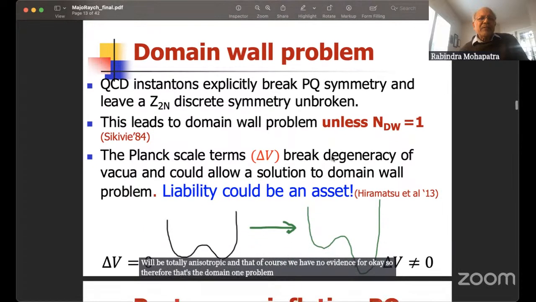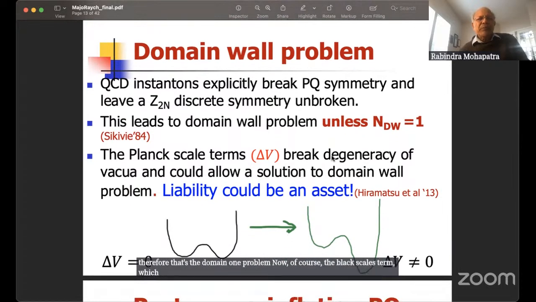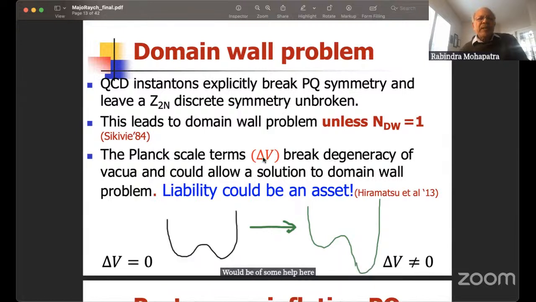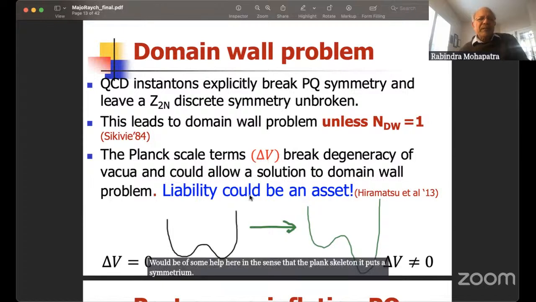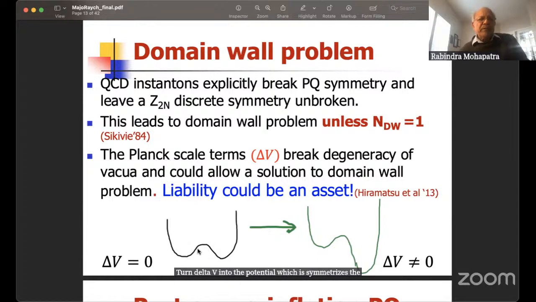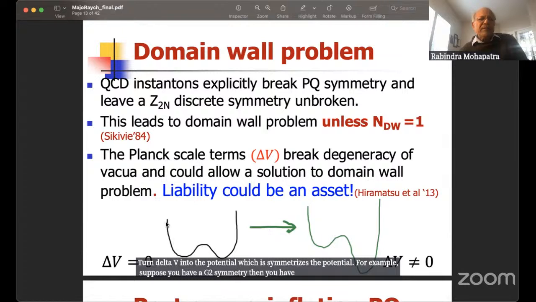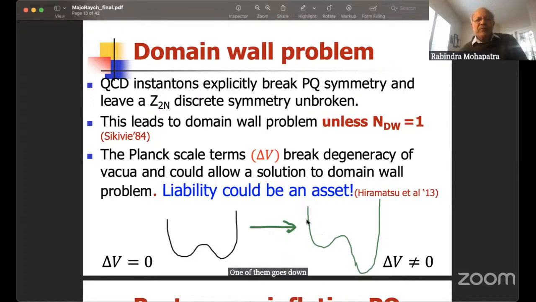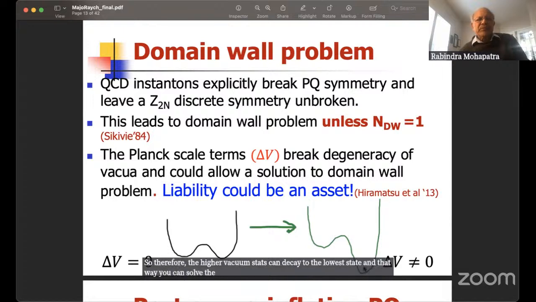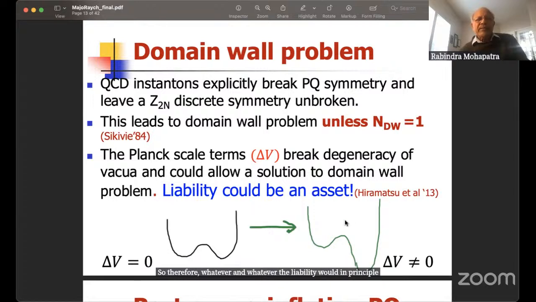Now, of course, the Planck scale terms, which was bothering us before, could be of some help here, in the sense that the Planck scale term puts a term delta V into the potential, which symmetrizes the potential. For example, suppose you have a G2 symmetry, then you have a potential which looks like this. Follow my arrow over here. It looks like this. And then once you have the symmetry breaking term induced by the Planck scale effect, one of them goes down, another goes up. Okay, so therefore there is an asymmetry. So therefore the higher vacuum states can decay to the lower state, and that way you can solve the domain wall problem. So therefore, whatever the liability would in principle be an asset in solving the domain wall problem.